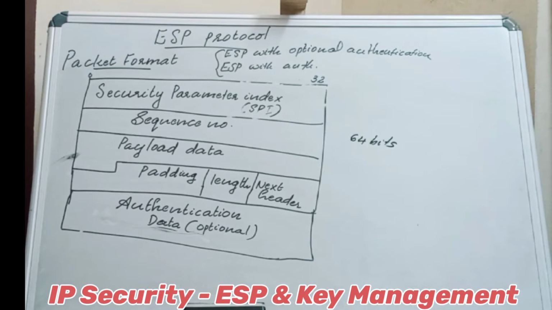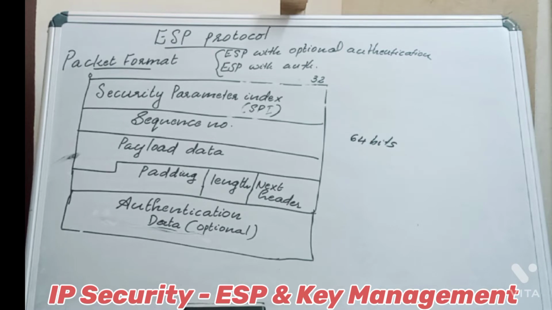If the plain text is less than 64 bits, we have to append some more bits so that the length will be equal to 64 or a multiple of 64. For example, if the plain text length is 63, we have to append more extra bits, then the length will be equal to 64.